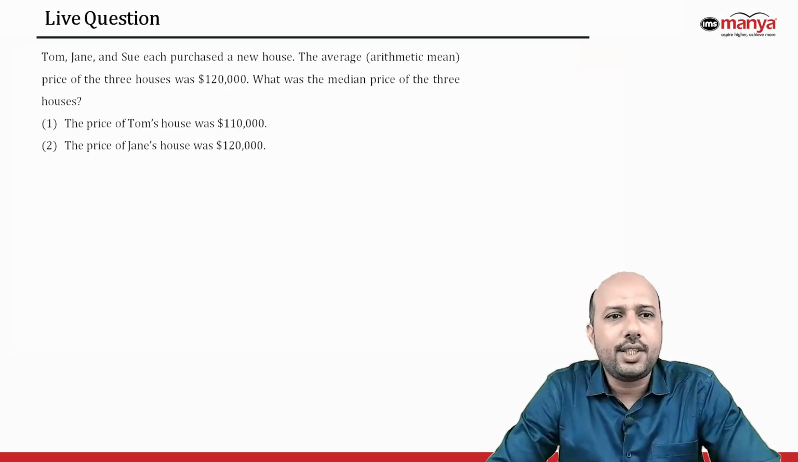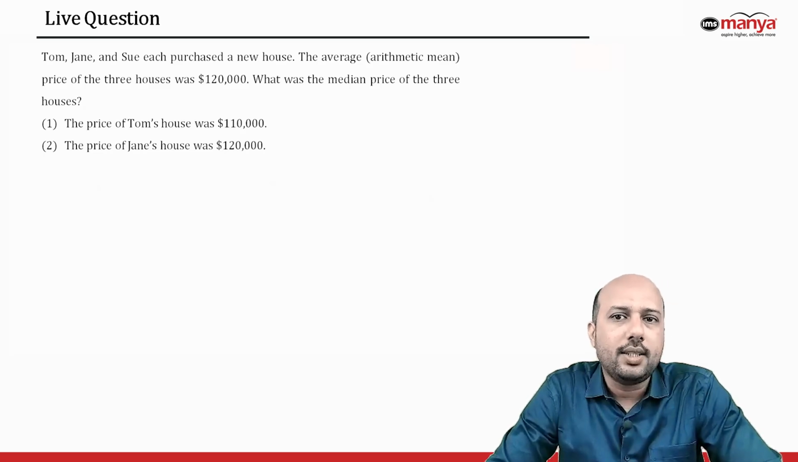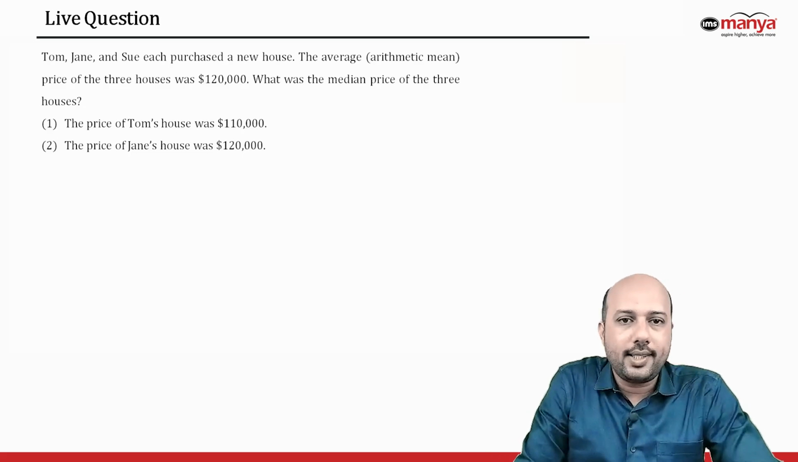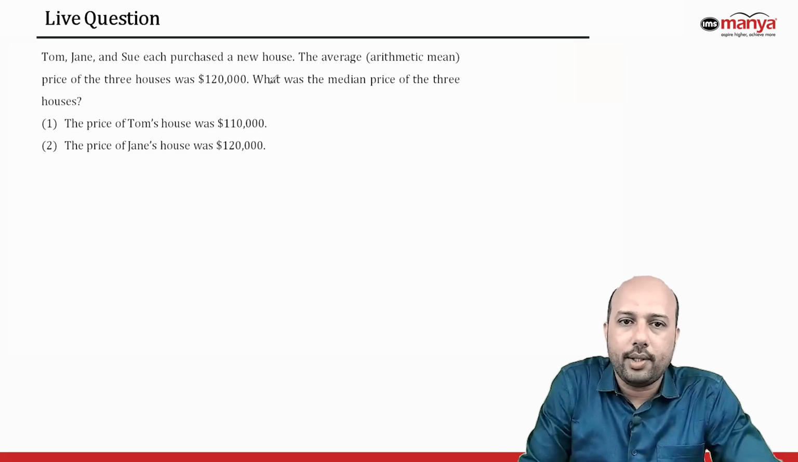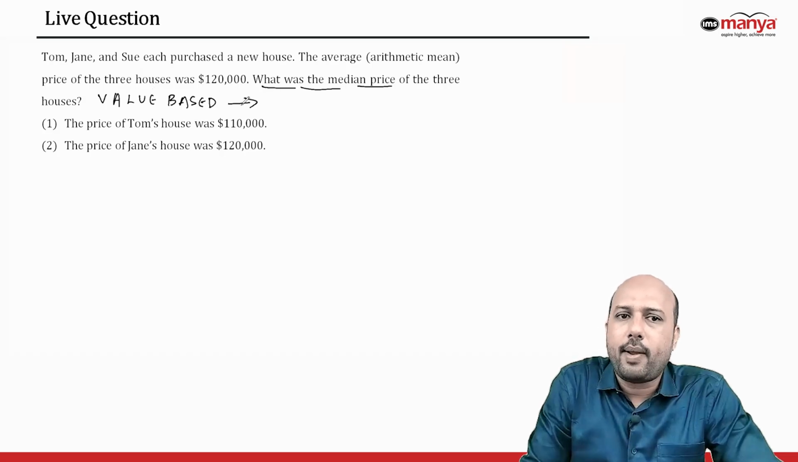So in this question, as you could see, they have given: Tom, Jane and Sue each purchased a new house. The arithmetic mean price of the three houses was $120,000. What was the median price of the three houses? It's a value-based data sufficiency question, which means we have to find a unique value here. There are two types of data sufficiency, one is yes or no, another is value-based. This is the value-based one, and we have to find the median price here.